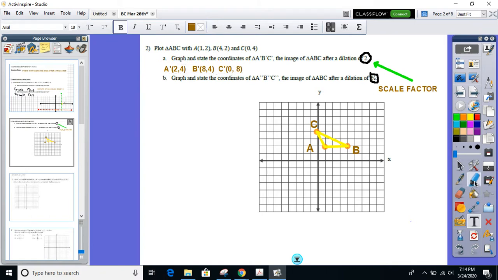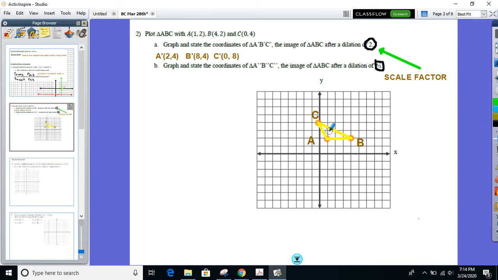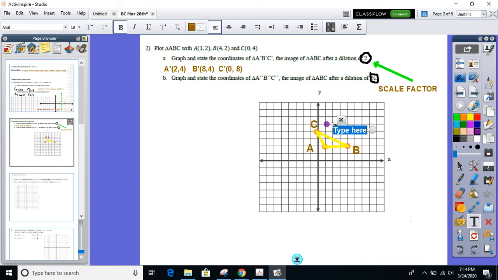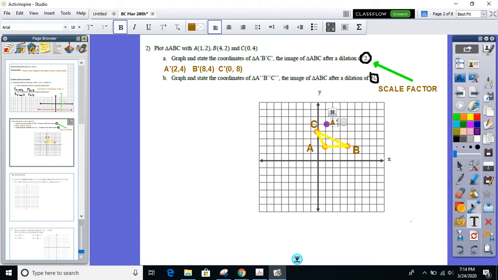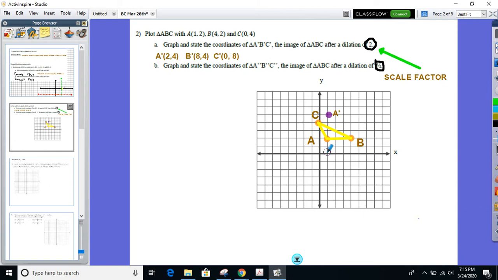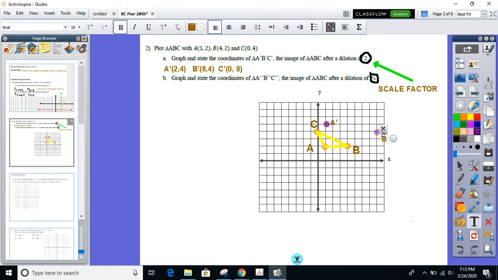And now watch. Every point, guys, will become, watch, A prime, 2, 4. 1, 2, 1, 2, 3, 4. There you go. There's A prime, and it just doubled its distance away from the origin. See that? The point doesn't get physically bigger. That's pretty silly to think that, but it's getting further away from the origin. And by getting further away from the origin, that is how the figure becomes larger. 2, 3, 4, 5, 6, 7, 8. 1, 2, 3, 4. There is B prime. And C prime, 0, 8.